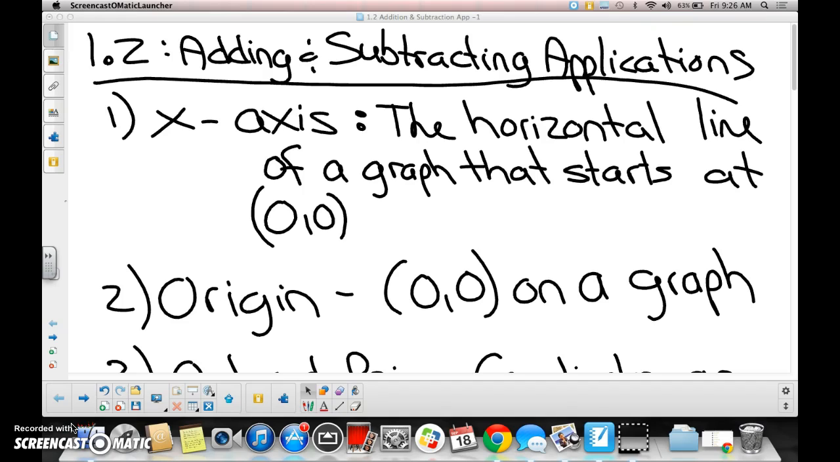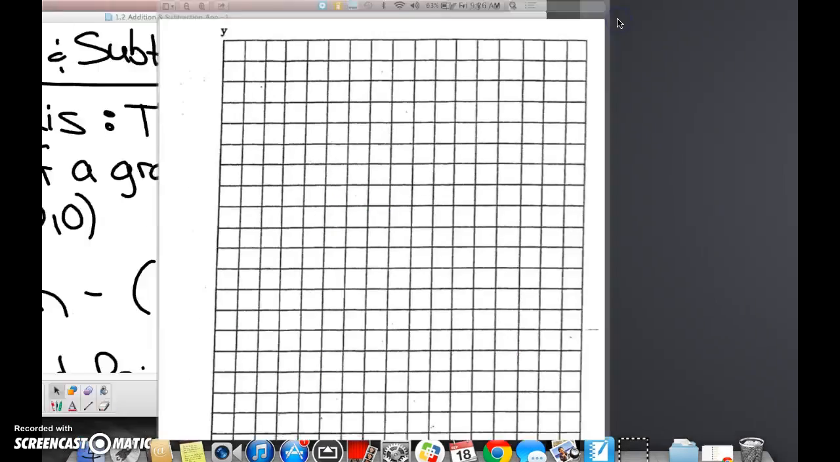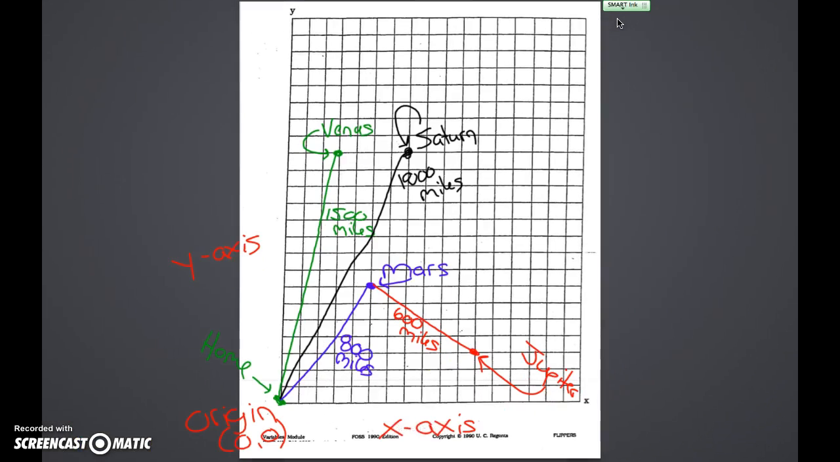It's x-axis. That would be the horizontal line of a graph that starts at point 0, 0. An example of an x-axis would be, we make this visible. The x-axis is located right down here, and it would be the line that runs horizontal starting at point 0, 0, which is highlighted right here in green, also called home, and you'll see why in a couple of minutes.